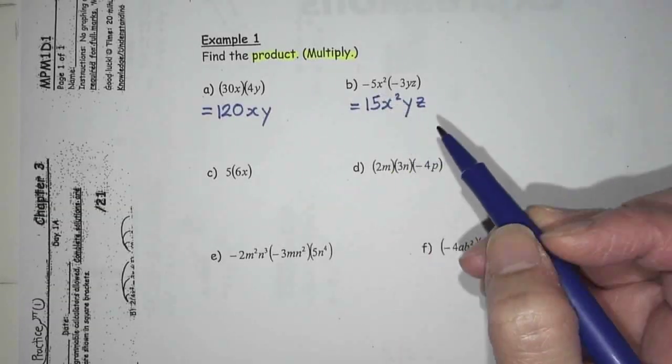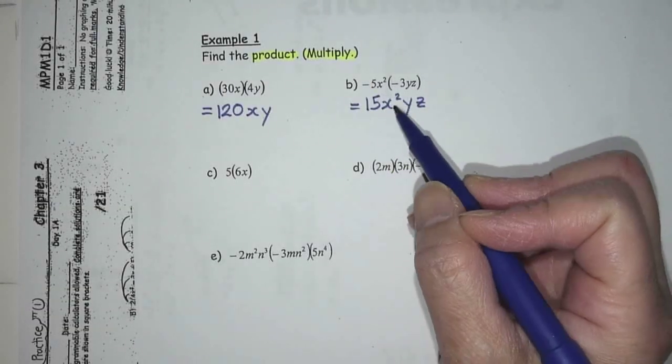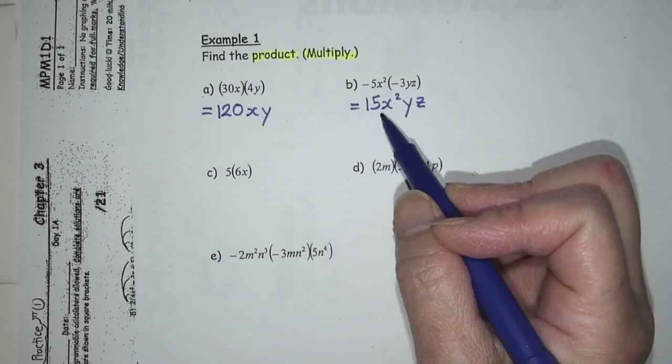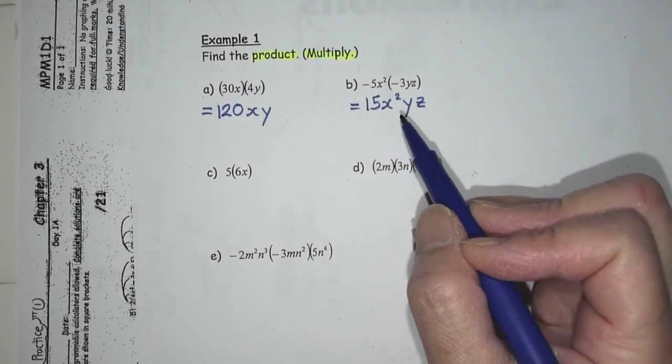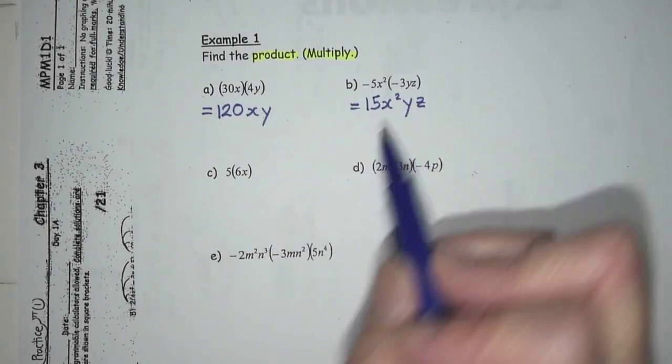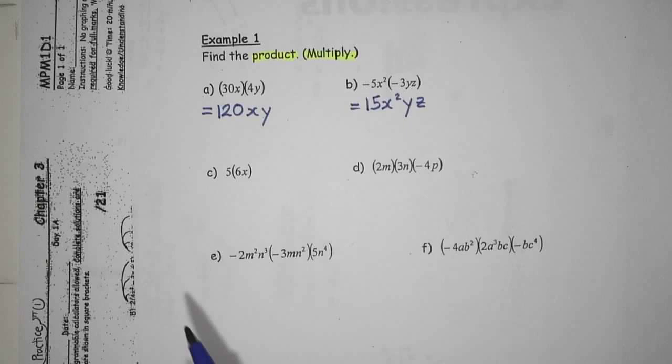So if you look at this, what you're saying is that x squared y z, those are all multiplied together, and I can't simplify them. If they're not the same letter, then I can't do anything with the exponent. So you leave it like that.